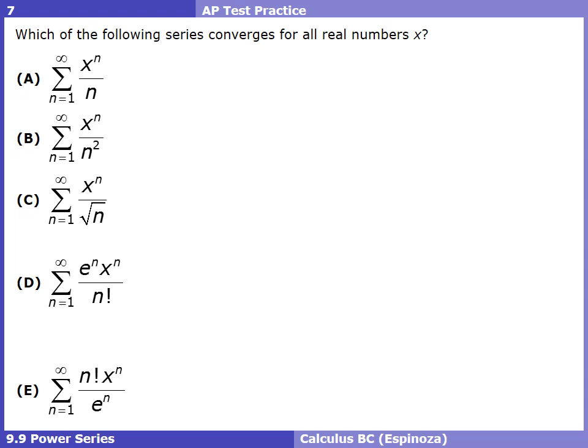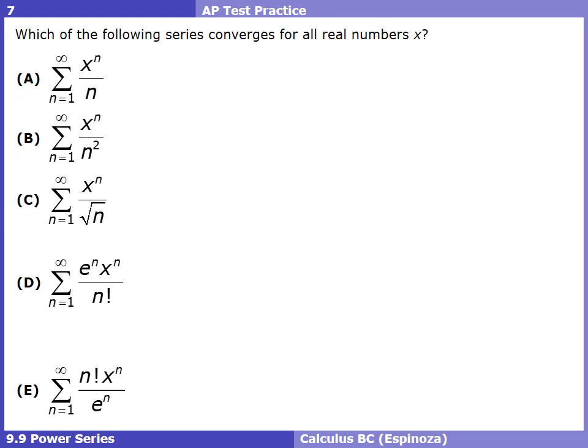Okay, so in this last example, we have an AP test question where I've spread out the answer choices A through E, and it's a very simple instruction here. Which of the following series converge for all real numbers of x? And you'll notice all of these are power series. They all have an x in them, so these are all power series.